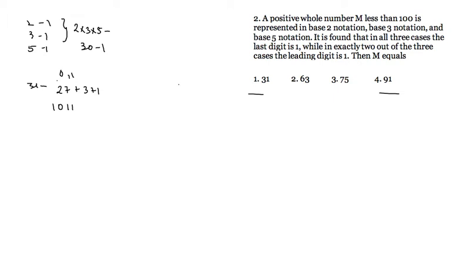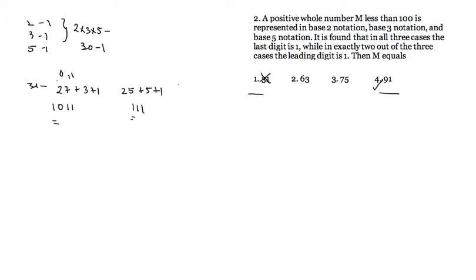If I now look at base 5, then 31 can be written as 25 plus 5 plus 1, which is nothing but 111. So in base 3 and base 5, it begins with 1. And as we said, in base 2, it has to begin with 1. So in 31, all three cases, the leading digit is 1. That's not your answer. Your answer has to be 91.